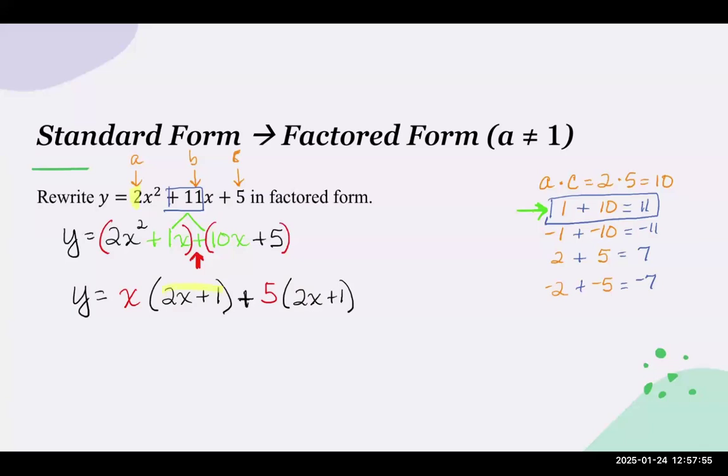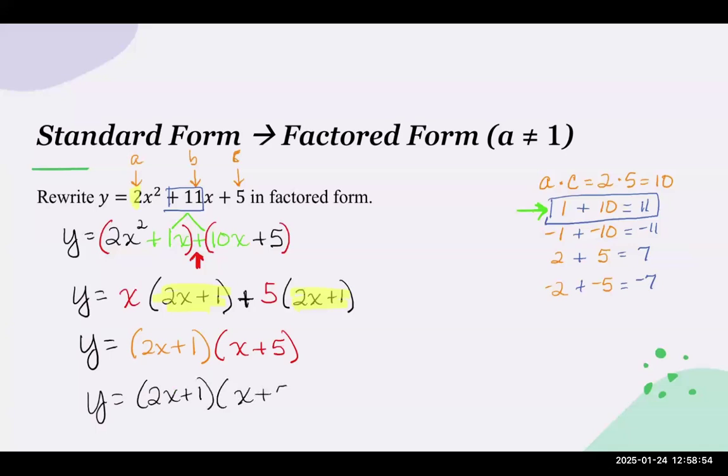Now, at this point, you want to look at what you have in these parentheses, because they should match. If you're doing this correctly, your parentheses should match. And the reason we want them to match is because now we can factor out the parentheses. Just like we factored out the x that was in common or the 5 that was in common, we can now factor out the 2x plus 1 that is in common. And then our other parentheses will have the x plus the 5 that's left. Okay, and so that gives us our factored form. y equals 2x plus 1 for our first binomial and x plus 5 for our second binomial.